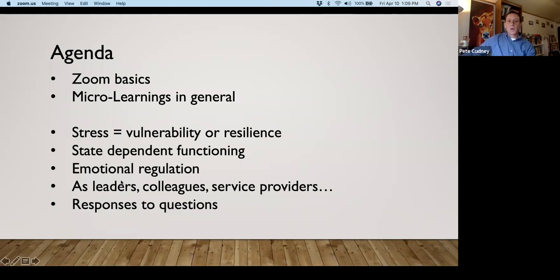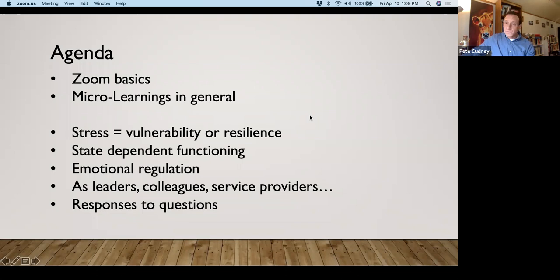Okay, so I'll dive into this. We're gonna talk about stress. We're gonna talk about how stress can lead to vulnerability or resilience and what makes the difference with that. We'll talk about state-dependent functioning, how stress affects our ability to function, as well as the ability of our colleagues and our clients. We'll talk about emotional regulation and what all of this means in our different roles as leaders, as colleagues, and as service providers. And then at the end, we'll go through the questions that folks have typed into chat, and I'll do my best to answer as many of those as I can.